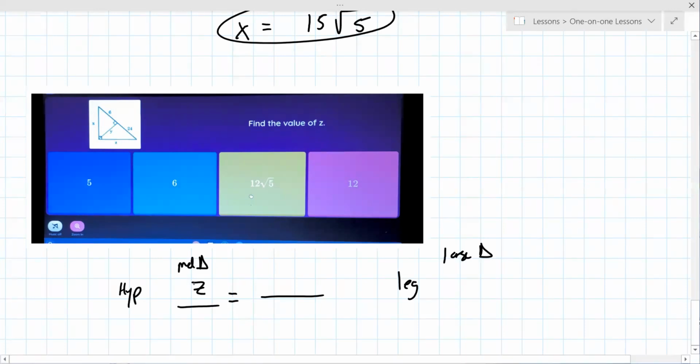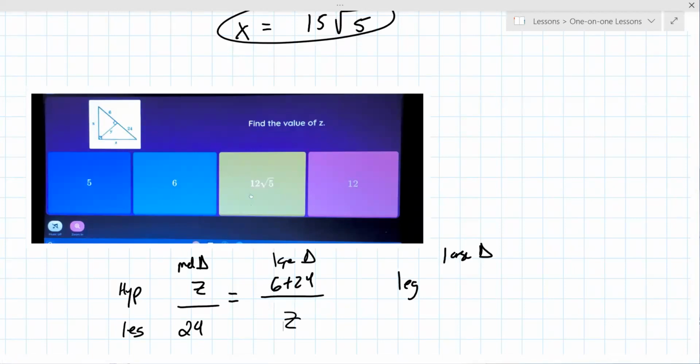Okay, so what else do we have from the medium triangle? We have on the medium triangle one of the legs, but I don't know which one. So I can call it 24. So do we have the hypotenuse and a leg? We do have the large triangle. So the large triangle, the hypotenuse is the 6 plus 24. And then I don't know if we can just go z there. I think we can. Let me just check here and see if this actually works.